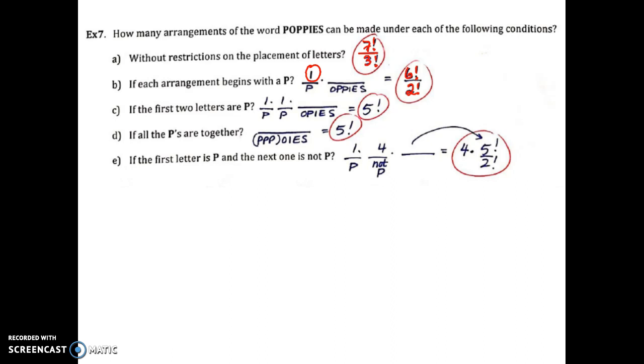If all the P's are together, then we can just treat the P's as one single object. And so if we treat the P's as one single object, we're really actually organizing not a grand total of 7 objects anymore. All the P's together is one object, and then we've got the remaining 4 letters to organize, meaning in total we've got 5 objects. So if we're organizing 5 objects, we've got 5 options, 4 options, 3 options, 2 options, 1 option. Hence, 5 factorial.